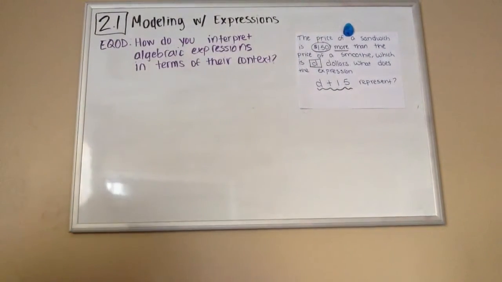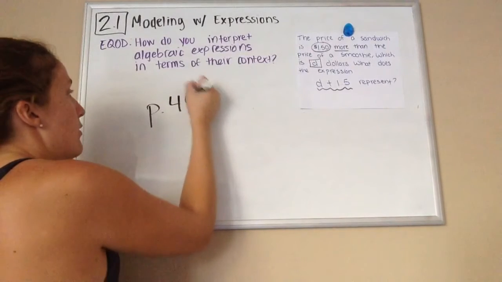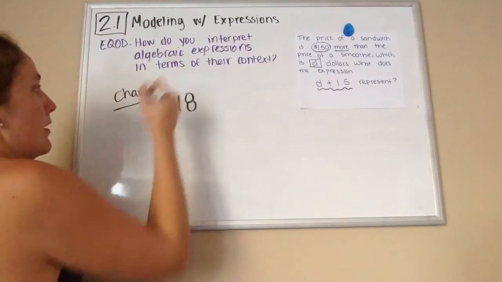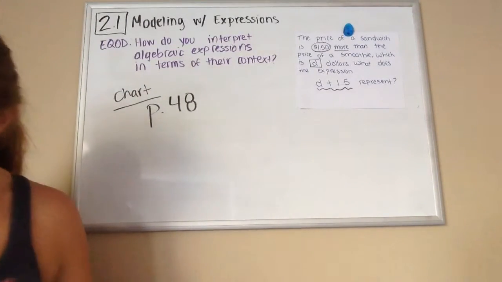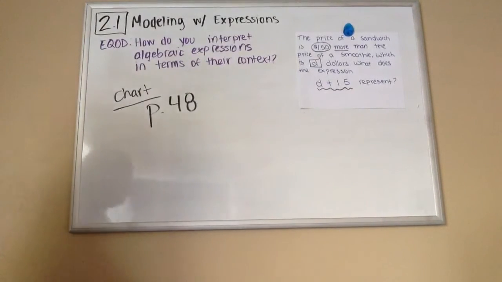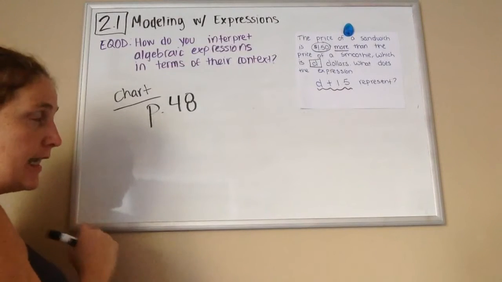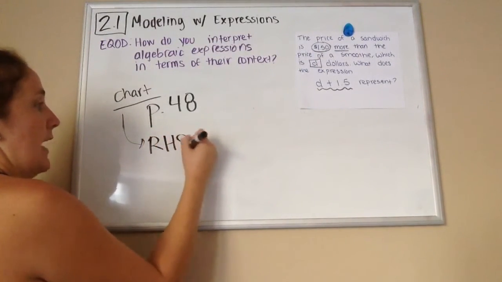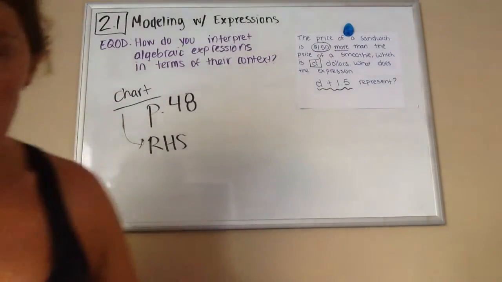So this chart is on page 48. So we're going to go get your workbook. We're going to cut out the chart on page 48, right at the top, and we're going to paste it in the right-hand side of your notebook. So if you need to pause the video, go ahead and pause the video. Grab your workbook, get the chart off of page 48, and paste it in your notebook on the right-hand side. Not on the left-hand side, on the right-hand side. Awesome. So pause the video, get that done.